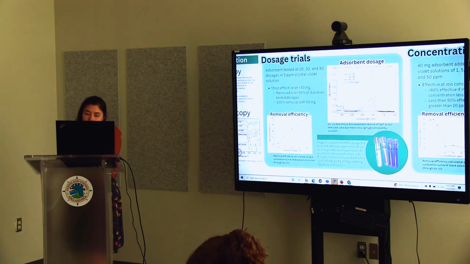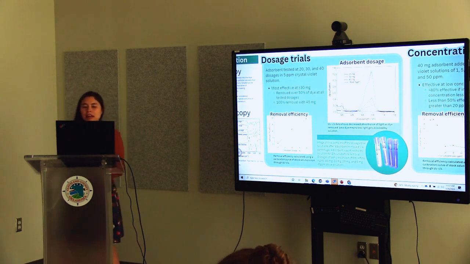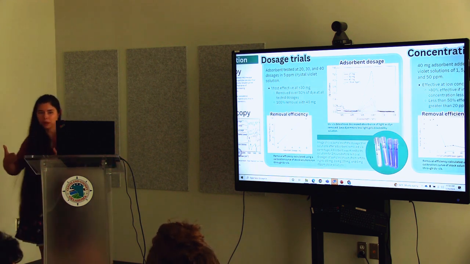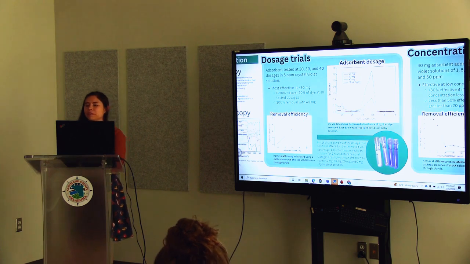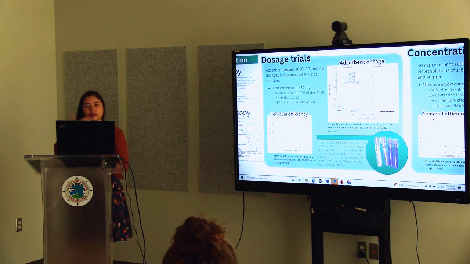dye. So you can see here, here's the stock ppm. See how big that peak is? So it's blocking a lot of light. And then here, the blue, that's the 40 mg. So as you imagine, the more absorbent we add, the more we're going to be able to remove. Just think about it. If you have a bunch of paper towels versus a little bit of paper towels, right? You're able to soak up more.